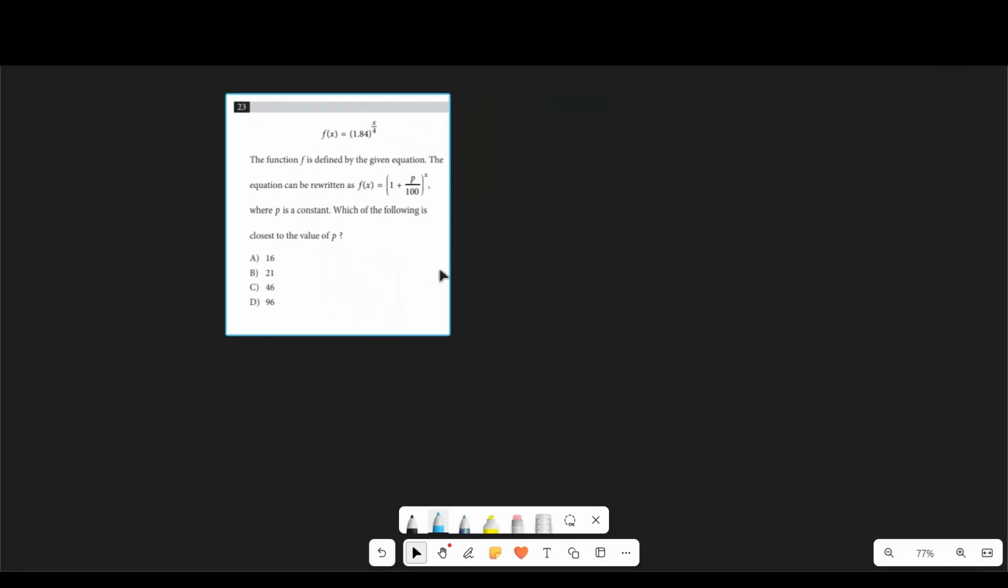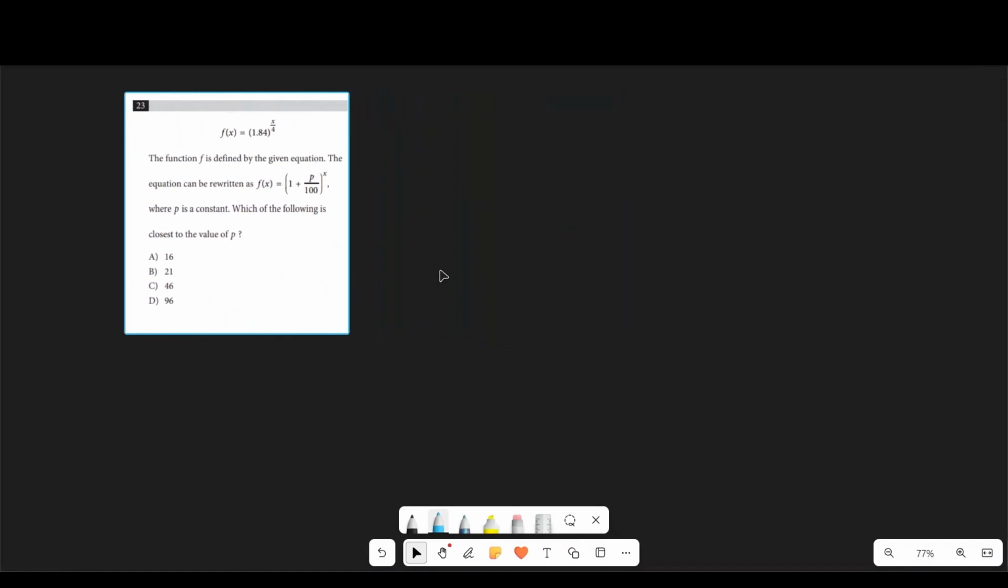All right, so right off the bat, notice one thing. Even though they give us two equations, remember it's saying the equation can be rewritten as f of x. So that means this equation is exactly the same as this equation, albeit in just a different form. Obviously, 1.84 does not look like that. But another thing is the exponent. We have only an x over here, but we have an x over 4 on this exponent. So maybe let's try and start with that.